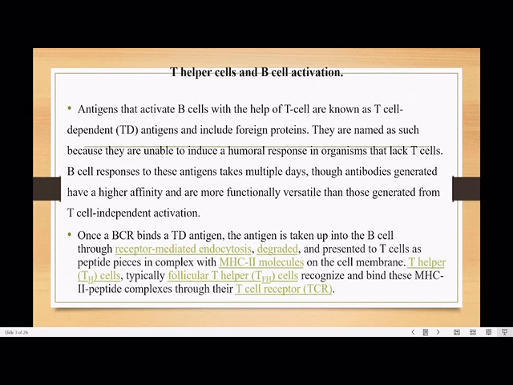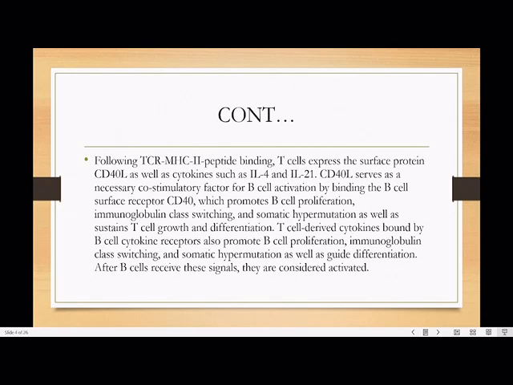The T helper cells, typically the follicular helper cells, recognize and bind these MHC peptide complexes through the T cell receptors. Following the binding of the T cell receptors to the MHC2 peptide, the T cells express the surface protein CD40 ligand, as well as cytokines such as interleukin 4, interleukin 2, and also interleukin 5.